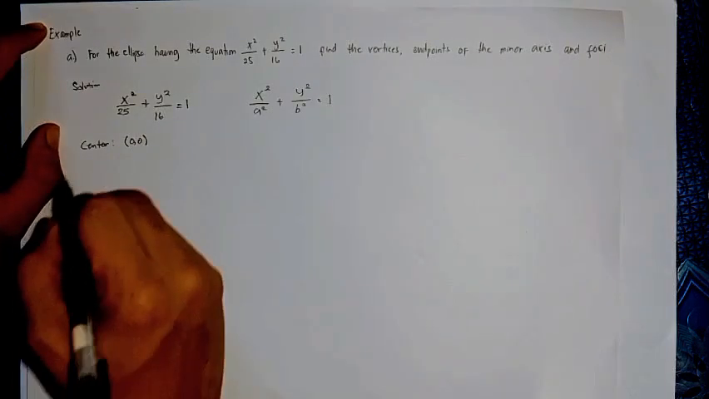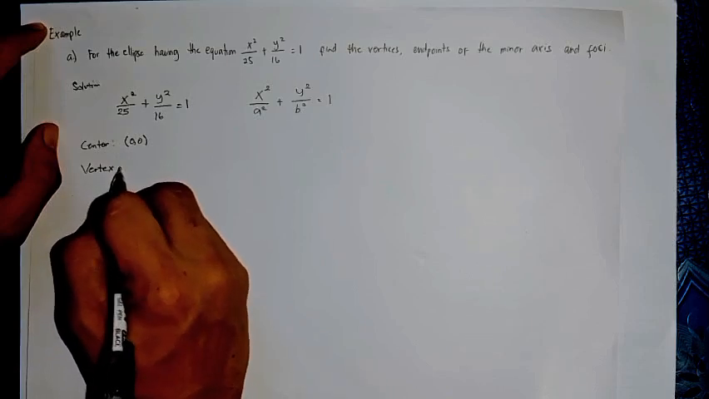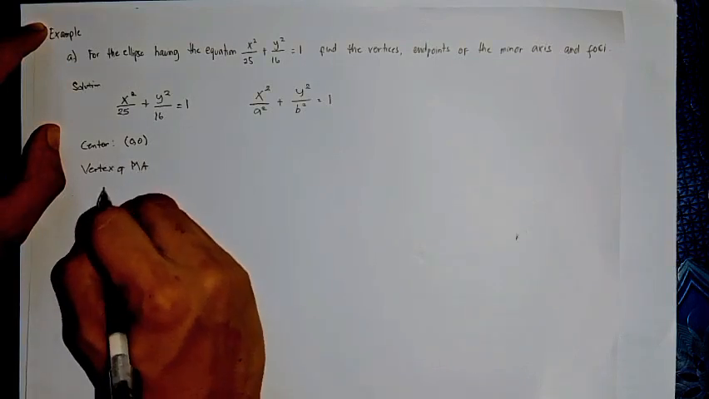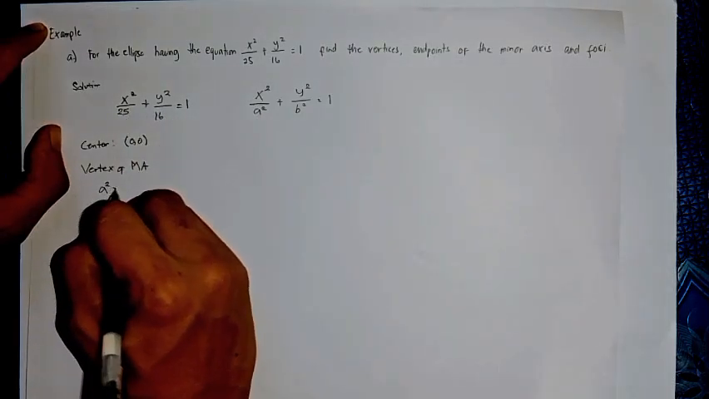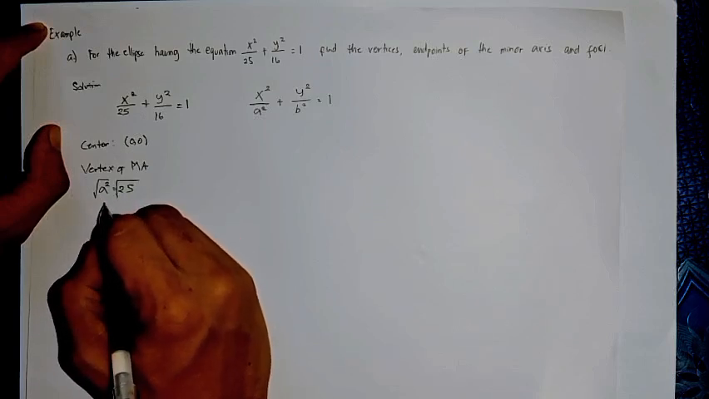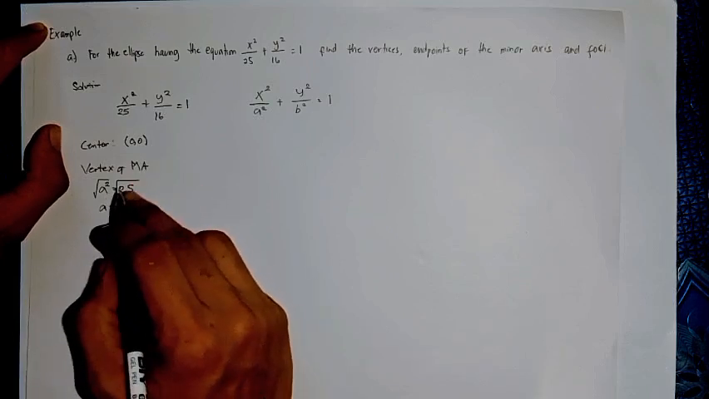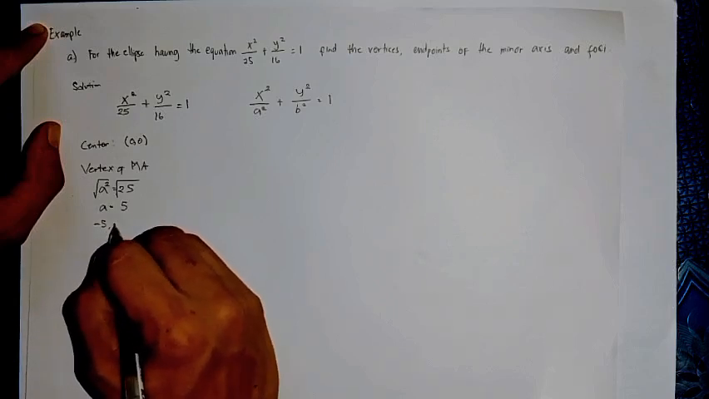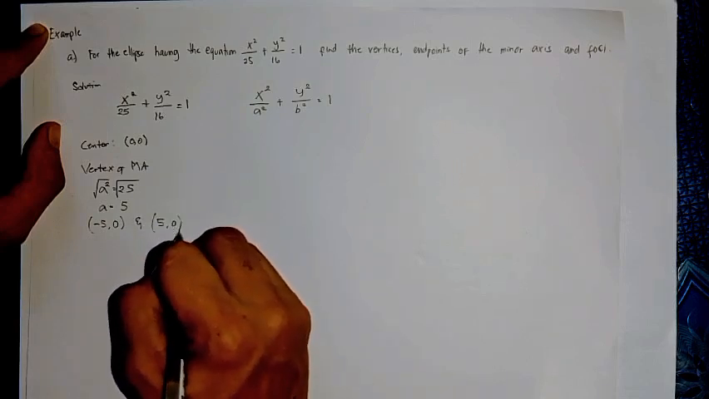Next, we will find the vertices of the major axis. Since our major axis is a, and our a squared here is 25, therefore a squared is equal to 25. Square root of a squared, square root of 25, is equal to a is equal to 5. Therefore, our vertices of the major axis are (-5, 0) and (5, 0).